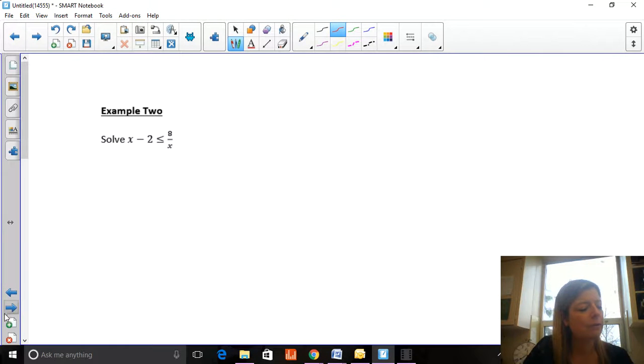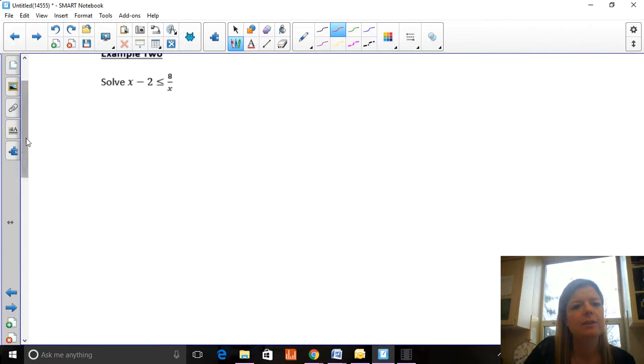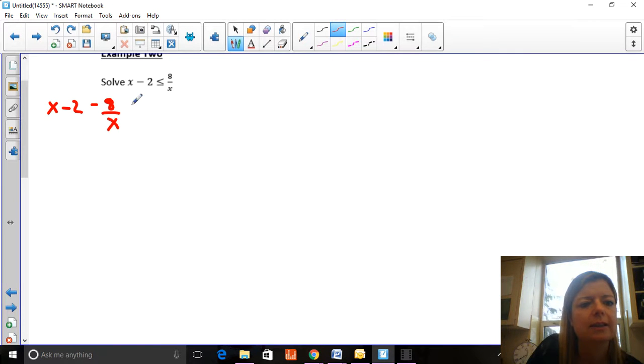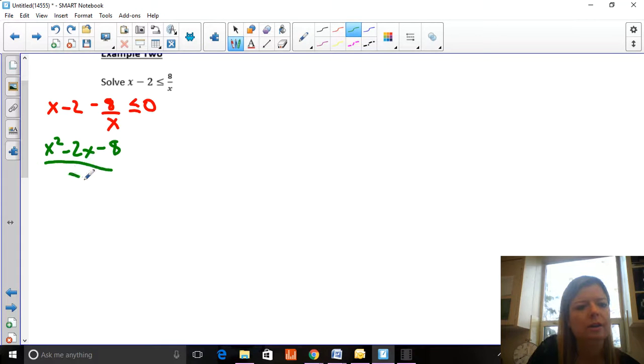Now we go through the exact same method for example 2 and example 3. Our first step is to rearrange so everything's on the right side. So we have x minus 2 minus 8/x is less than or equal to 0. Step 2, we get a common denominator, which is x. So we have x squared minus 2x minus 8 all over x is less than or equal to 0.